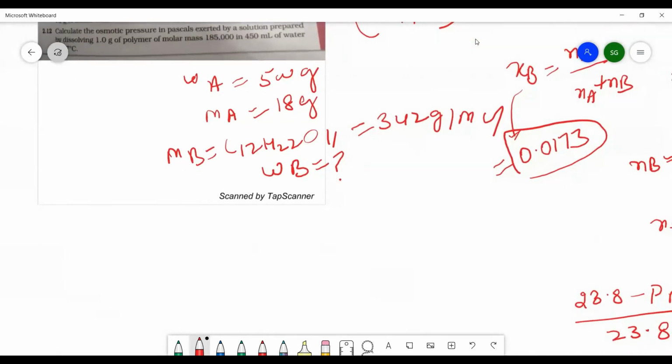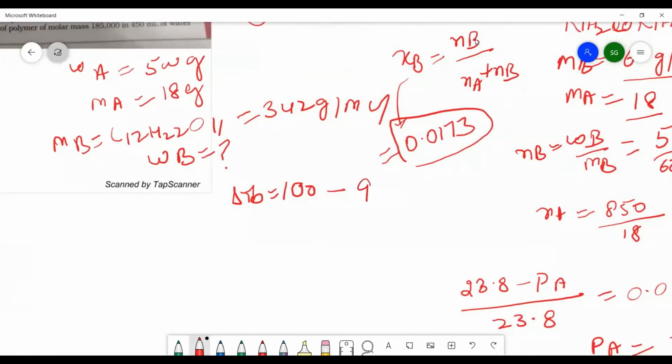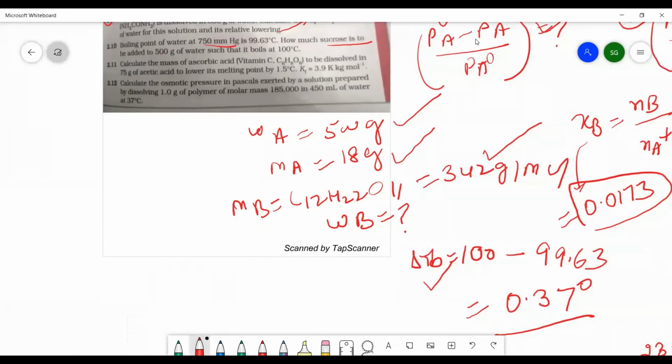So now you can easily understand that delta TB will come out to be 100 minus 99.63. जब आप इसको माइनस करेंगे तो you will get 0.37 degree. तो ये आपका delta TB आ गया. MB आपका ये है, WA आपका ये है, MA आपका ये है, and you want to calculate the WB. Here the value of KB is not given. 2.10 में आपको KB की वैल्यू मिसिंग है.